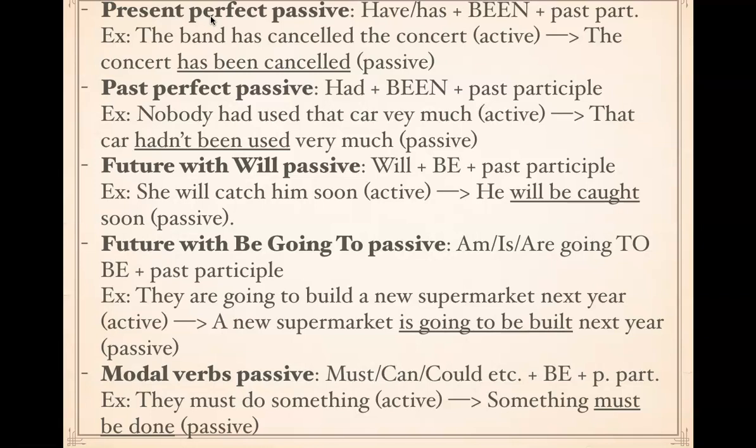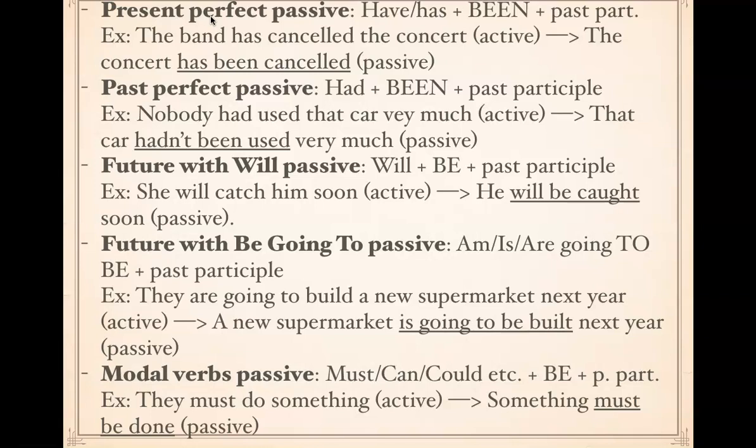The past perfect is composed by had, then been, and then the past participle. For example, nobody had used that car very much is the active, and the passive is that car hadn't been used very much. The future with will is composed by will, then the verb be in the infinitive without to, and then the past participle. An active sentence could be she will catch him soon, and the passive is he will be caught soon.